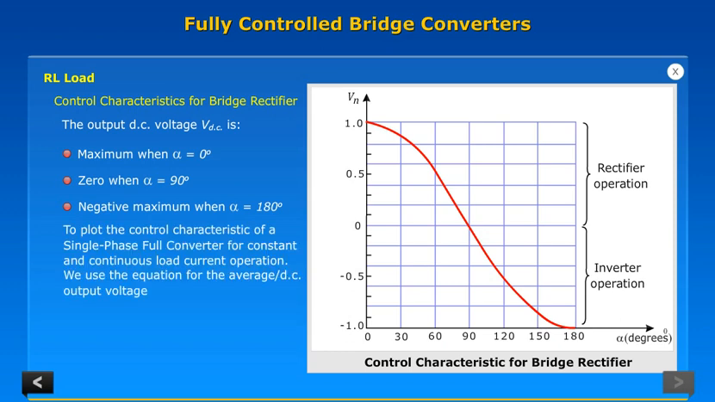To plot the control characteristic of a single-phase full converter for constant and continuous load current operation, we use the equation for the average DC output voltage.